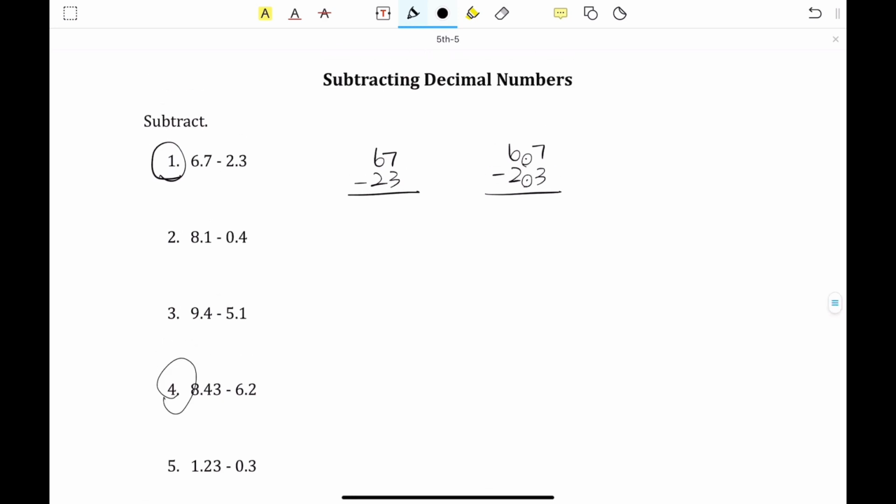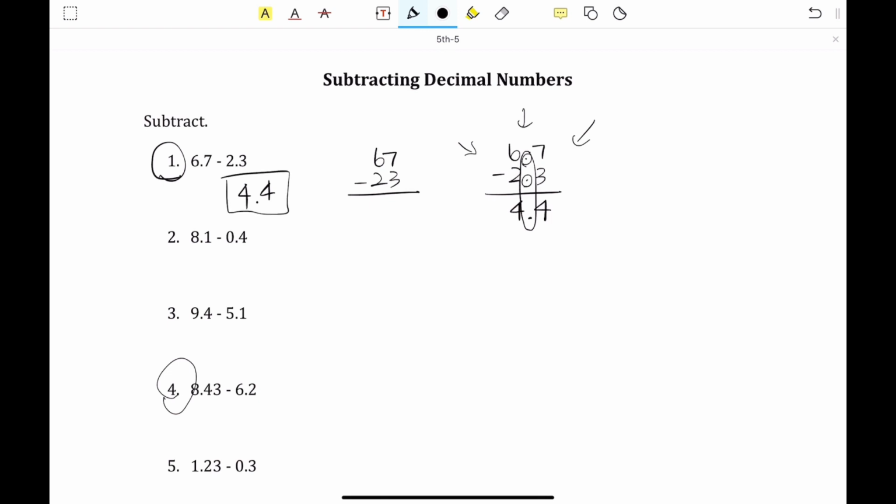So number 1 is 6.7 minus 2.3. I already noted how you're supposed to format it. Over here, 6.7 minus 2.3. Now we're just going to subtract it like normal, ignoring the decimal first. 7 minus 3 is 4, 6 minus 2 is 4. Now your decimal at the end goes between 4 and 4, so your decimals are aligned like that. So number 1, your answer should be 4.4.